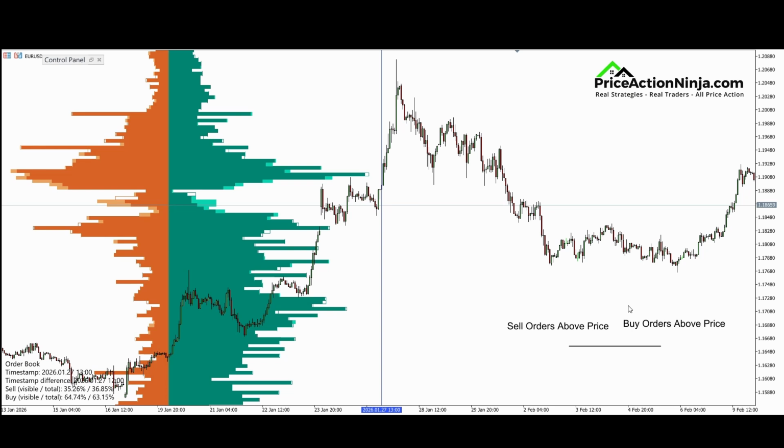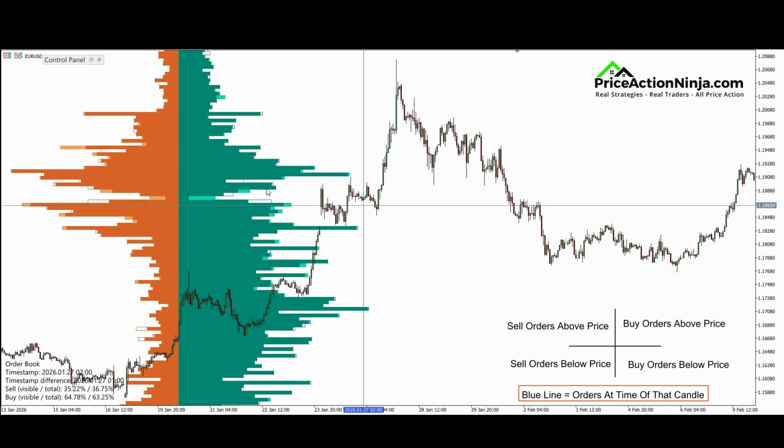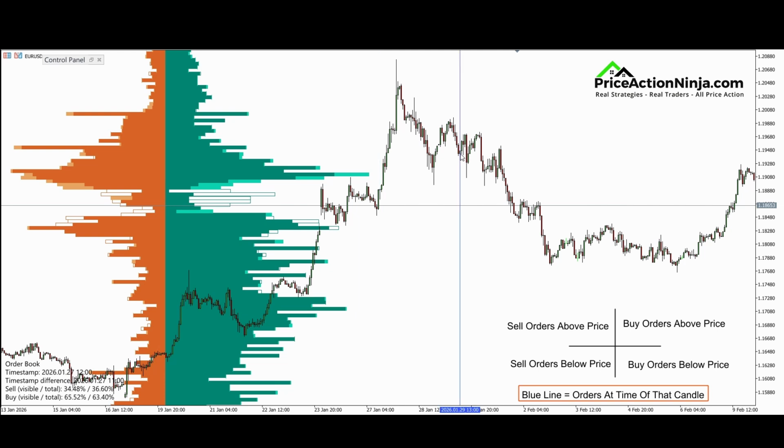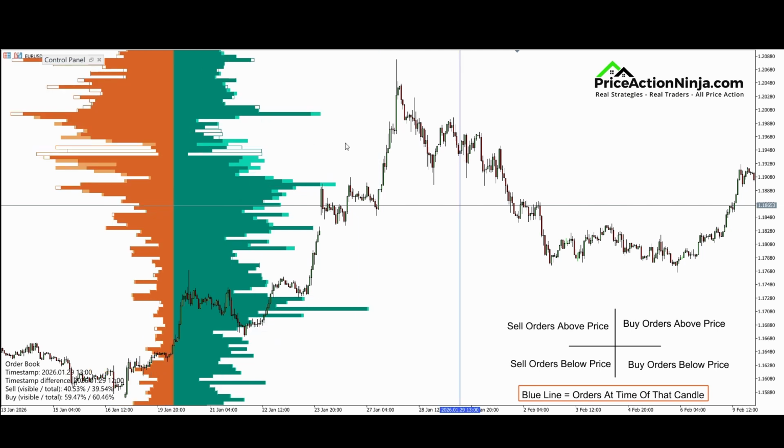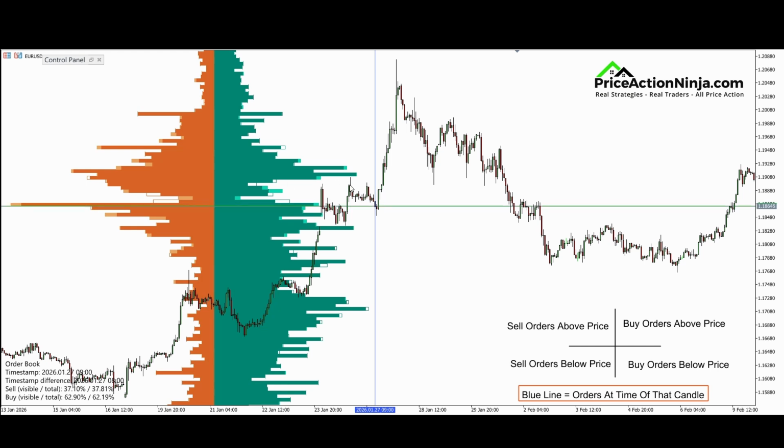real time. On the left hand side of the chart, what you're seeing is the order book visualized as a horizontal histogram. Think of it as a depth map of orders stacked at different price levels. The orange bars represent sell side liquidity. These are primarily sell limits above price and stop losses from buyers sitting below key levels. In simple terms, areas where the market could find selling pressure or where long traders are vulnerable.